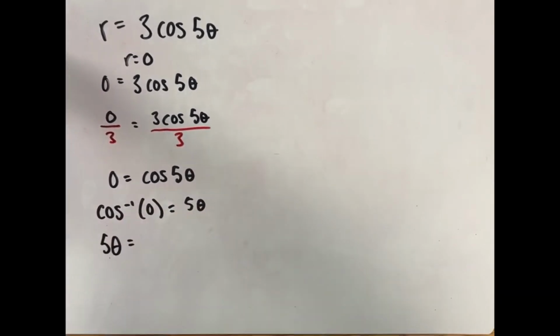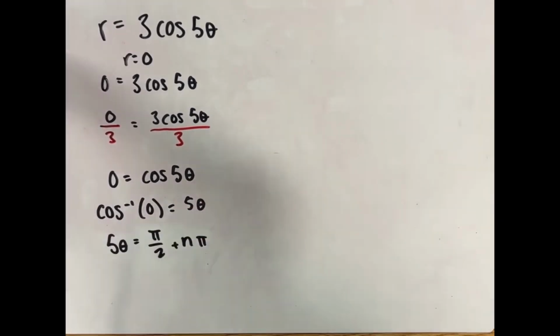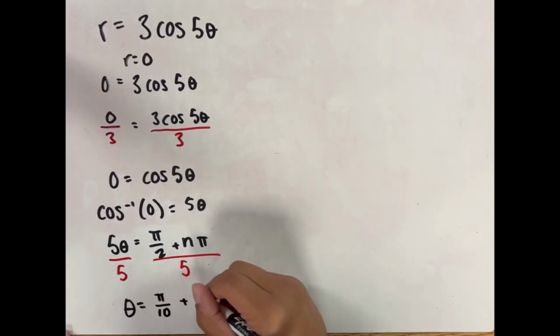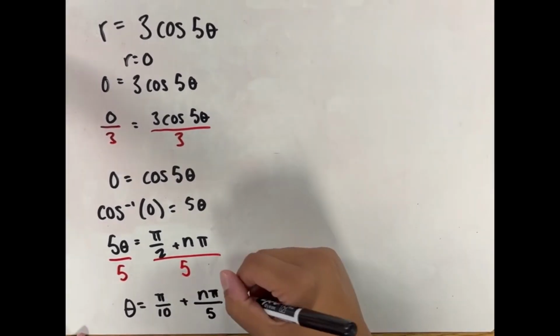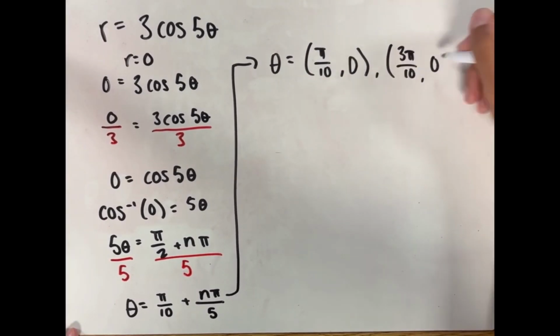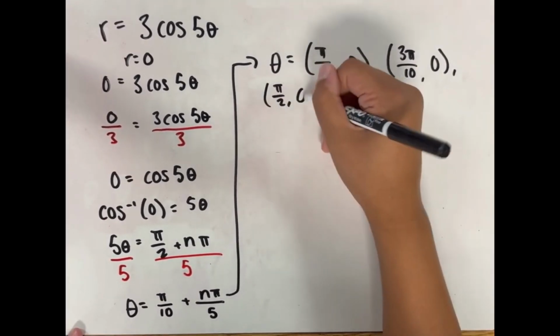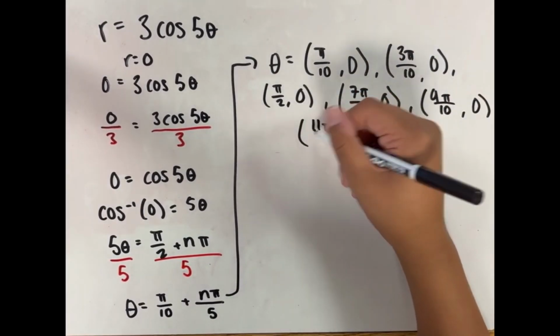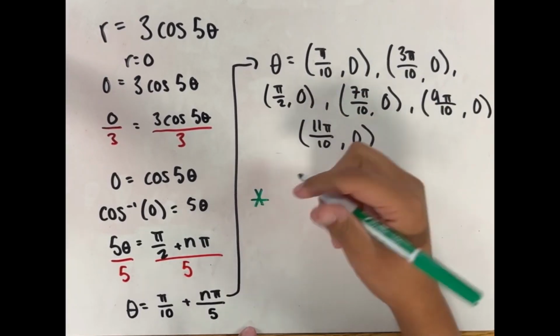Then 5 theta is equal to when the cosine equals 0, which is at pi over 2 plus n pi. We divide by 5 to get theta alone, and we find that our zeros are at pi over 10 plus n pi over 5. That gives us our zeros, which are pi over 10, 3 pi over 10, pi over 2, 7 pi over 10, 9 pi over 10, and 11 pi over 10.